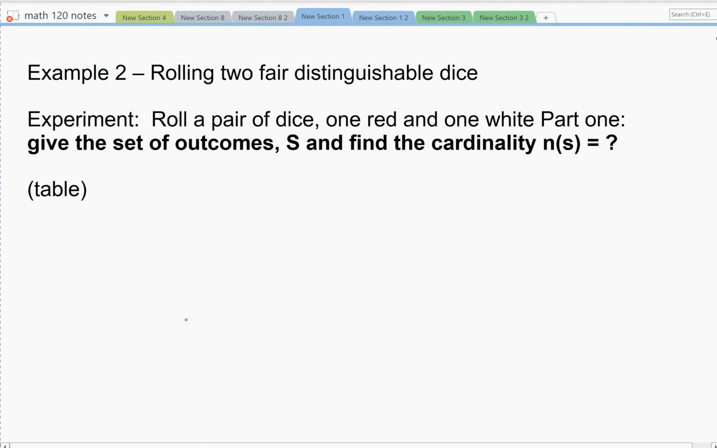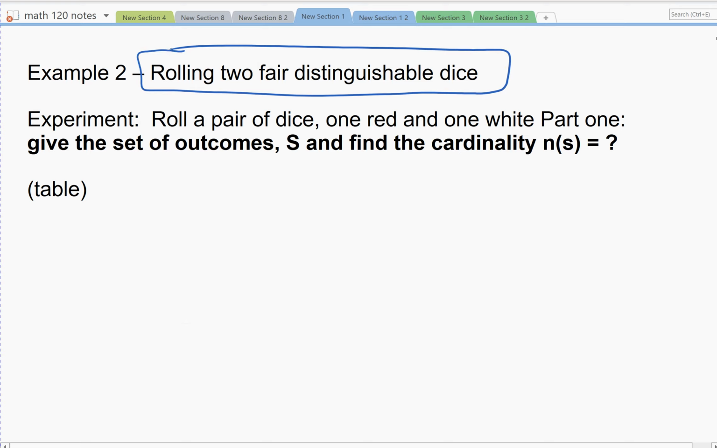Okay, so we're working through examples of some basic common experiments that you'll see in chapters 6, 7, and 8. The last example was on flipping a fair coin. This example is on rolling two fair, distinguishable dice.